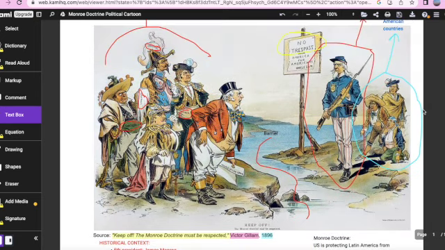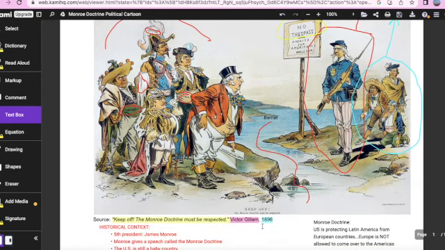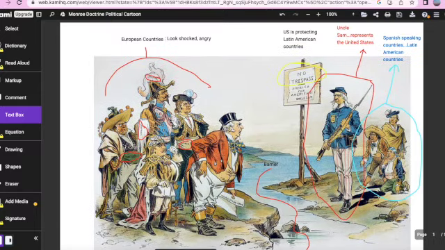So that's how you would annotate a political cartoon. You see a bunch of circles here. I still use the text. The highlighting was only used for the source, but still, all of these tools worked wonderfully for annotating the source.